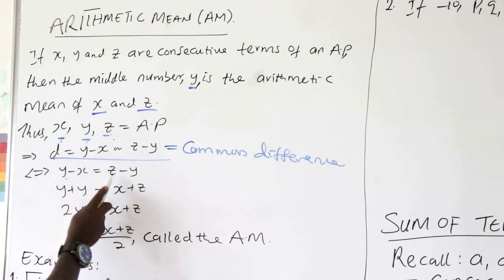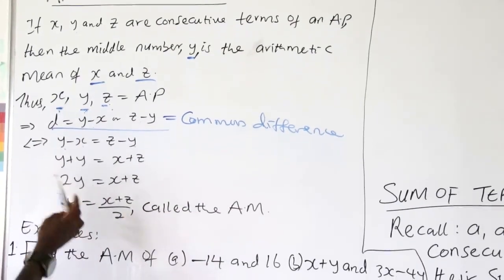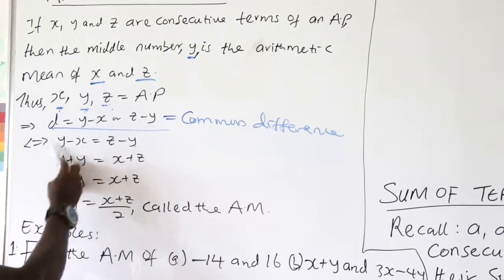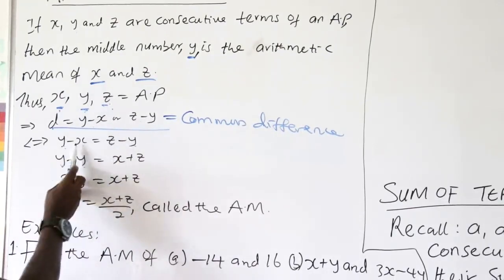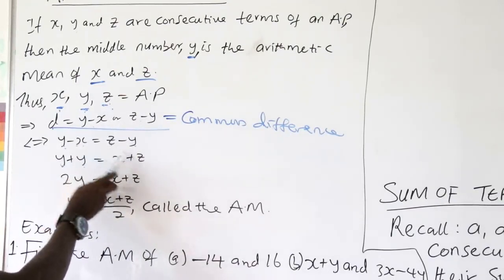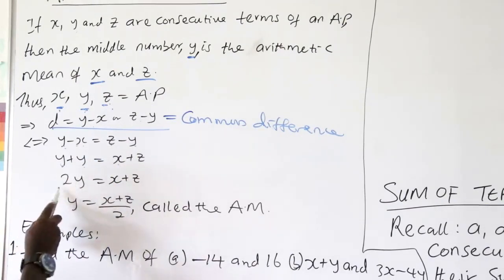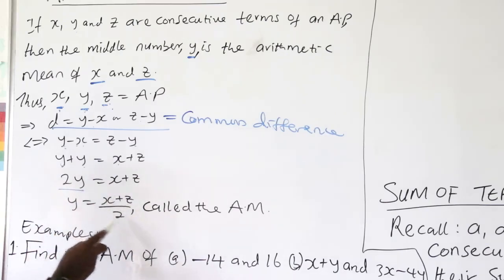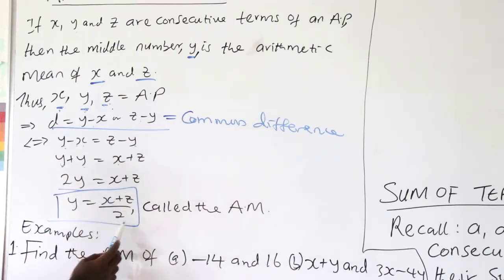Alright, since these two will give us the same result, then by implication, y minus x is equal to z minus y. So if we simplify this by collecting like terms, we have y here, bringing this one back, we have plus y, equals, taking this minus x to this side, it will give us positive x, then plus z. So y plus y is 2y, equals x plus z. So y now is going to be x plus z all over 2, if we divide both sides by 2. So this, x plus z all over 2, is called the arithmetic mean of any AP given to us.